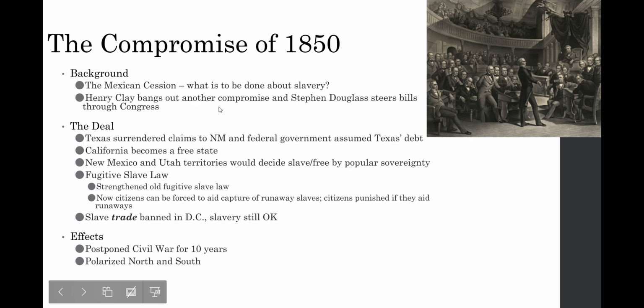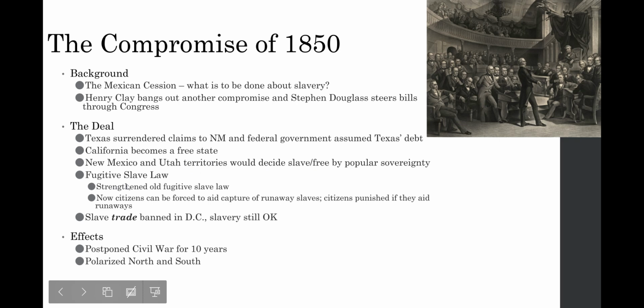So they ended up getting a deal worked out between Henry Clay and Stephen Douglas. The Texas part isn't as important, but California becomes a free state. That's something that the North gets. New Mexico and Utah territories would decide based on popular sovereignty. Remember, popular sovereignty is the people voting and deciding if they're going to be slave or free. That helps the South a little bit more, because they figure those territories are going to go slave, but it doesn't point to slavery directly. So it's kind of a toss up between the two.